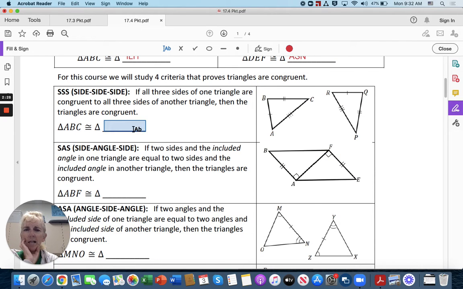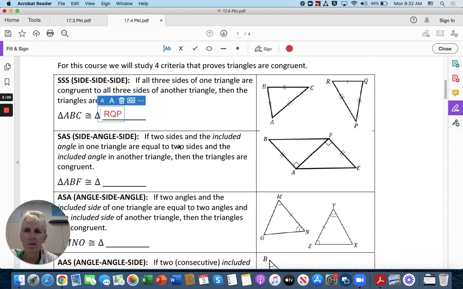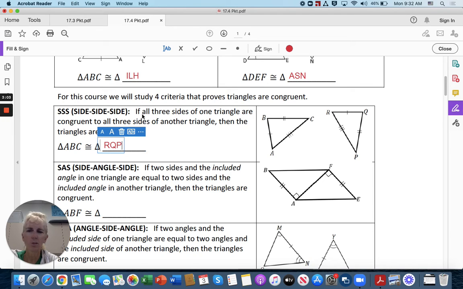Okay, if all 3 sides of a triangle are congruent to all 3 sides of another triangle, then the triangles are congruent. So we see all these sides are congruent. We don't need to know anything about the angles if all 3 sides are congruent. So A is going to line up with R, and then you're turning it, so it's RQP. All right. So that's one of our criteria: 3 sides congruent on both triangles, then we can use side, side, side.